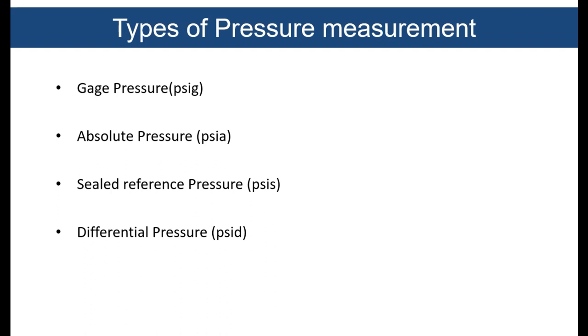Types of pressure measurement. In this we have some of the types which are used for pressure measurement. First, we have the gauge pressure, which is one of the types. Then we have the absolute pressure measurement. Then we have the sealed reference pressure measurement. And lastly, we are going to see the differential pressure measurement, which is the most common among them.